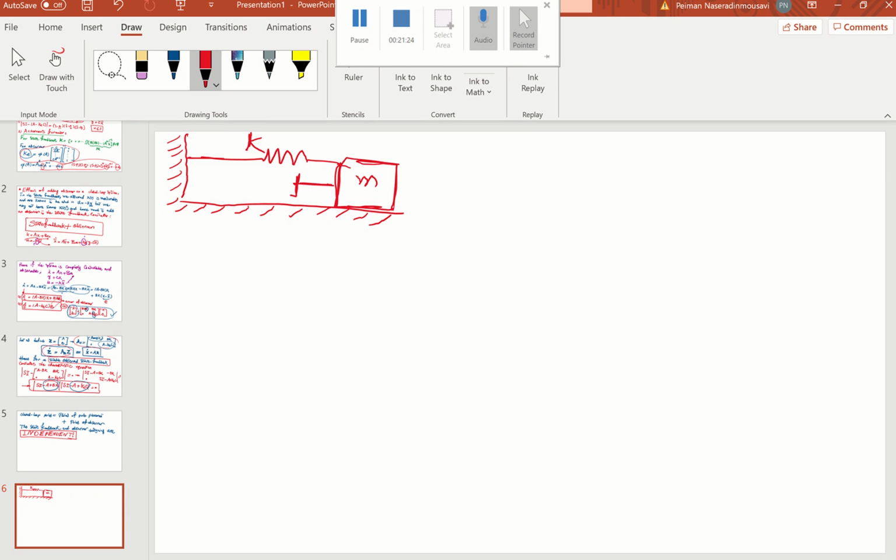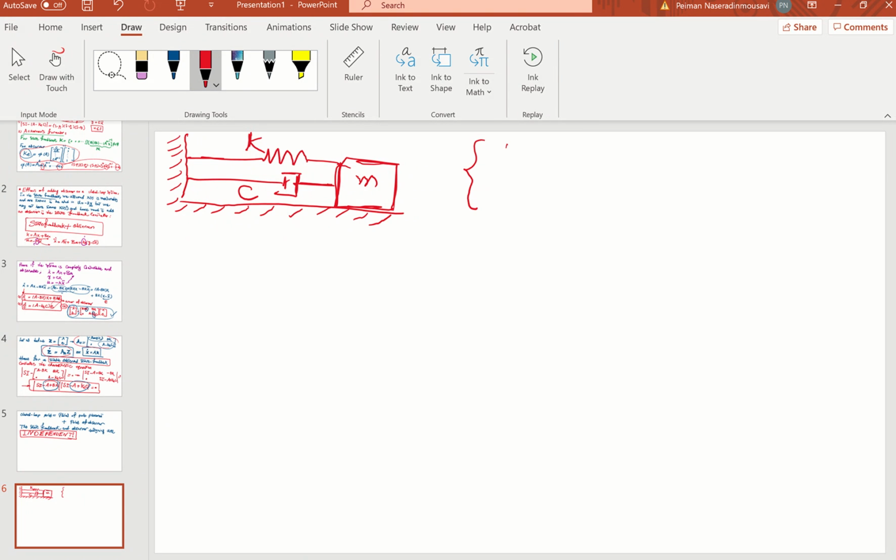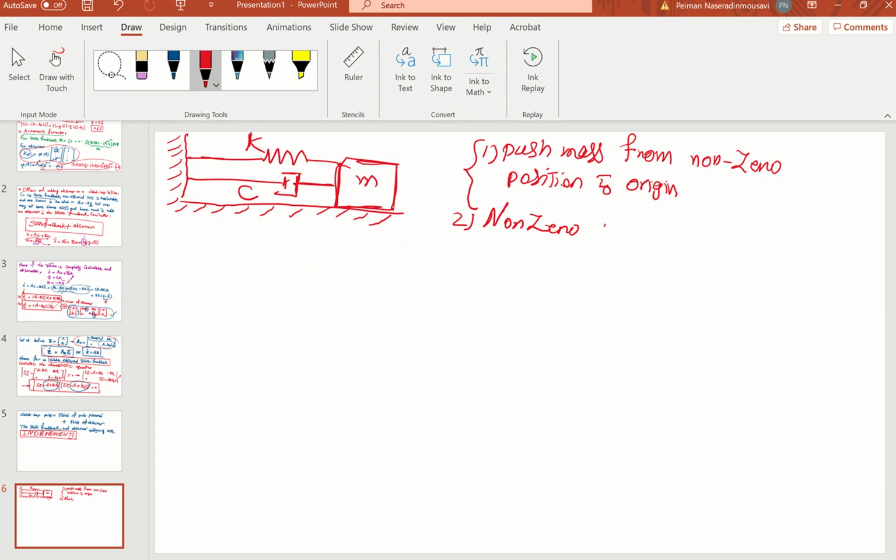K and C, and I'm gonna design the MATLAB code in two cases. One of them is that you wanna push mass from non-zero position to origin, as I taught you in this class, and to non-zero position. This is number one. Number two, non-zero position.